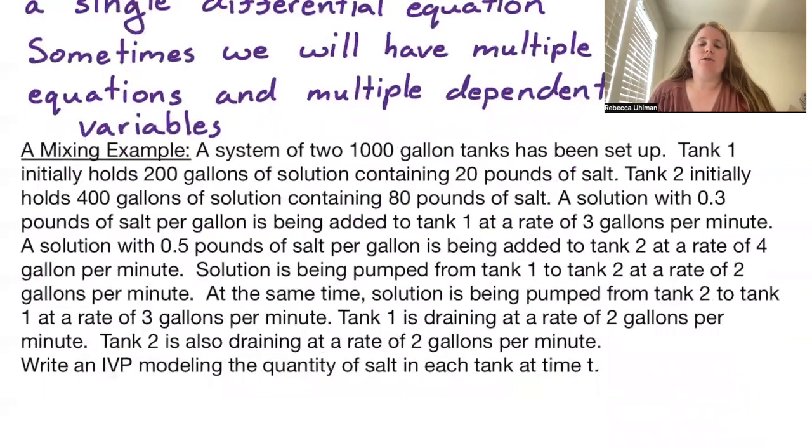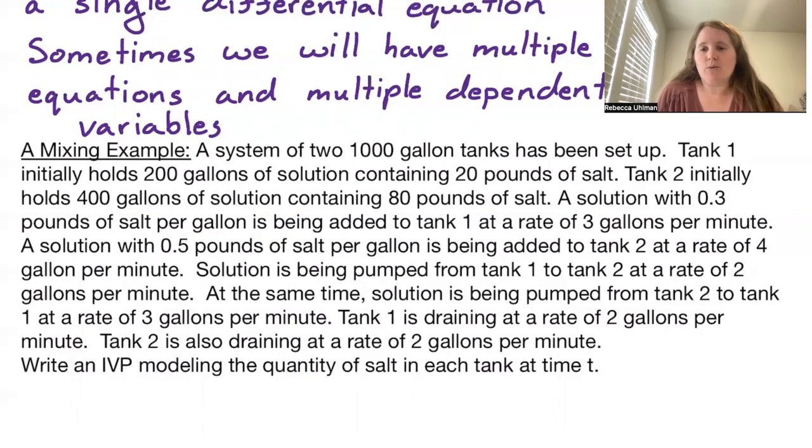So we have a system of two 1,000-gallon tanks. Tank 1 initially holds 200 gallons of solution containing 20 pounds of salt. Tank 2 initially holds 400 gallons of solution containing 80 pounds of salt. A solution with 0.3 pounds of salt per gallon is being added to tank 1 at a rate of 3 gallons per minute. And a solution with 0.5 pounds of salt per gallon is being added to tank 2 at a rate of 4 gallons per minute.